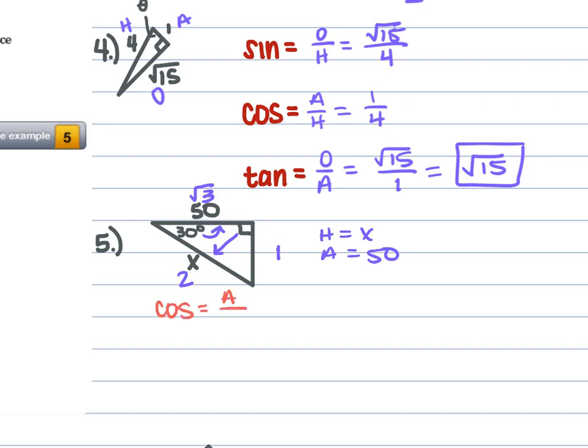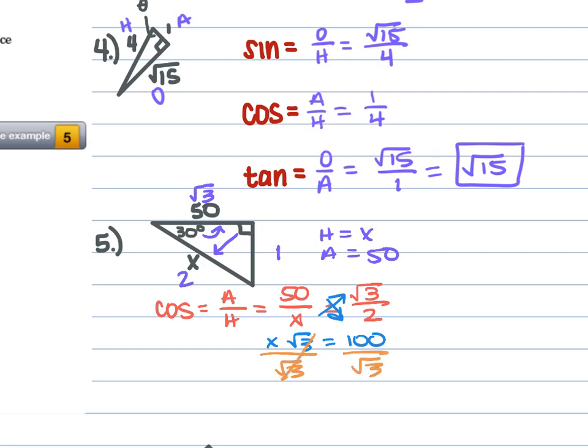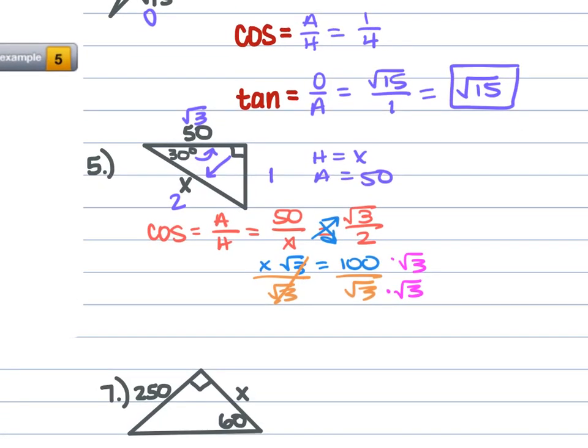So adjacent over hypotenuse, which means the adjacent is the 50, the hypotenuse is the x. We're also using the values we plugged in there, so the square root of 3 over 2. We are going to cross multiply with this, and we are going to have x square root 3 is equal to 100. We divide each side by the square root of 3. We rationalize that denominator, and we're left with x is equal to 100 square root 3 over 3.